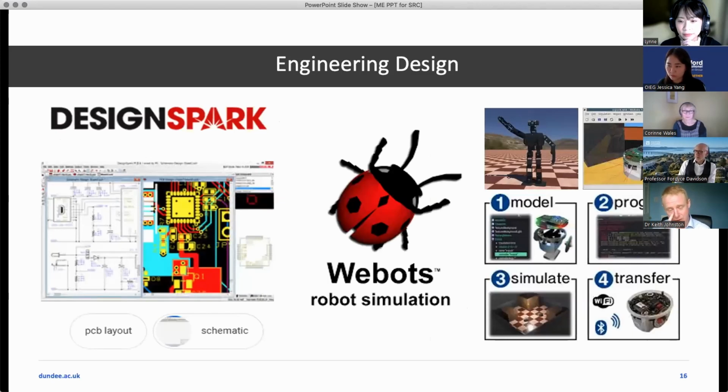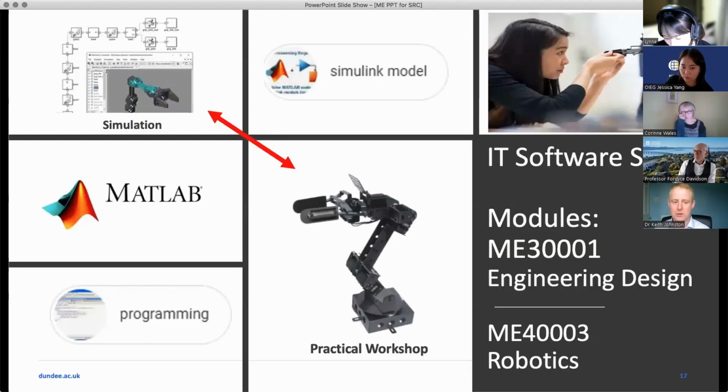Engineering design for 3rd year as well. We have a specific software we use, DesignSpark, where you can begin to create printed circuit boards and schematics. You can see some examples here where we have dedicated equipment to be able to do that. So this is combining now with the microcontrollers.